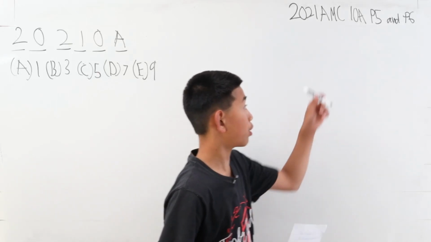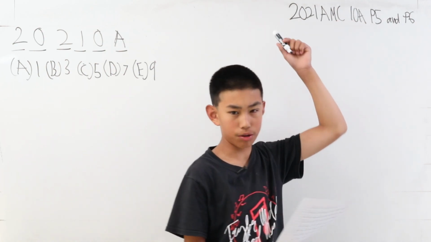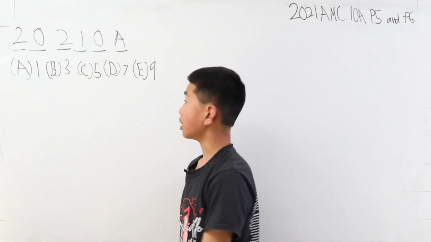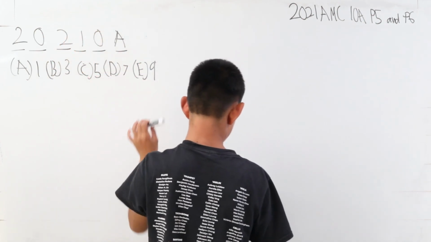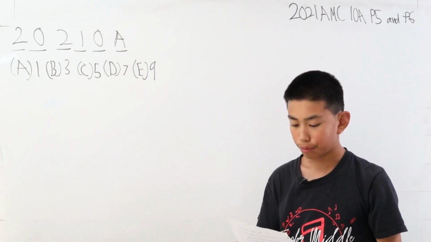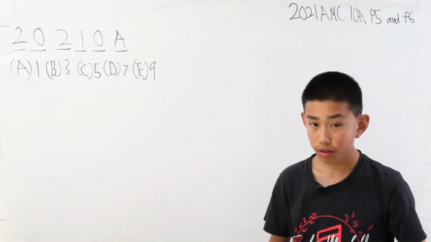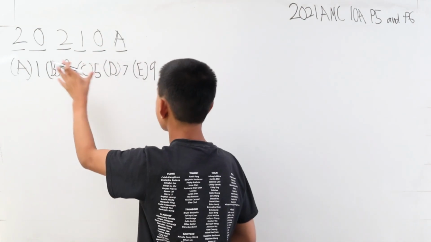Today, we're solving problem 5 and problem 6 from the AMC 10A of 2021. This 6-digit number 20210A is prime for only one digit of A. What is A? Well, we can, first of all, rule out... these are all the answer choices.